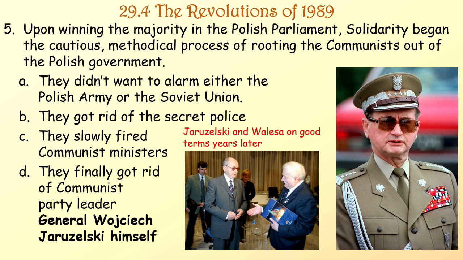Upon winning the majority in the Polish parliament, Solidarity began the cautious, methodical process of rooting the communists out of the Polish government. They didn't want to alarm either the Polish army or the Soviet Union. They got rid of the secret police. They slowly fired communist ministers, and they finally got rid of Communist Party leader General Wojciech Jaruzelski himself.